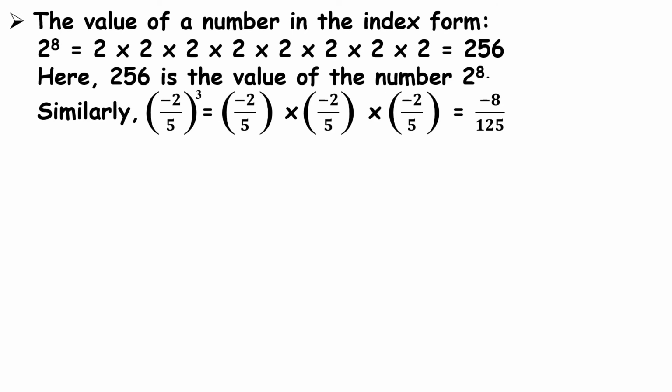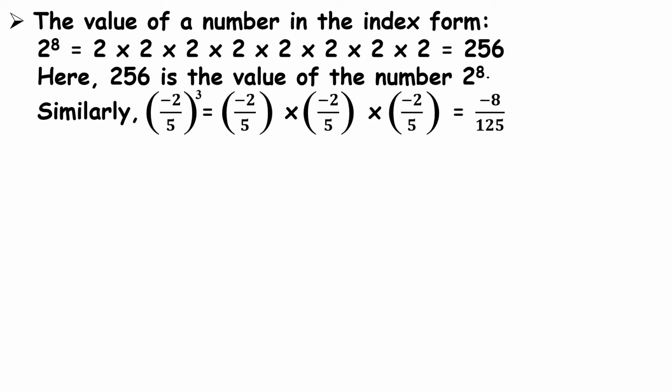So students, what we just studied was the base and index of a number. Now the value of a number in the index form. Let's take an example. 2 raised to 8 is equal to 2 times 8. It means 2 is multiplied 8 times by itself: 2 multiplied by 2 multiplied by 2 multiplied by 2 multiplied by 2 multiplied by 2 multiplied by 2 multiplied by 2, which is equal to 256. Here 256 is the value of the number 2 raised to 8.